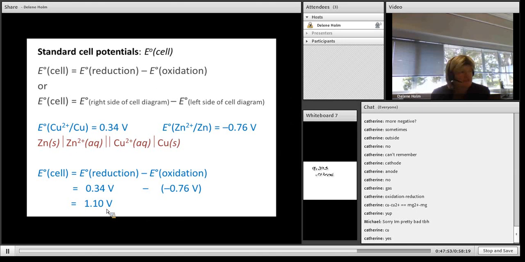Yes, and we say it's spontaneous, and so a reaction is going to happen, those electrons are going to move, and we're going to have a cell that gives off electricity. So it'll be an electrochemical or a galvanic cell, it will give off electricity.